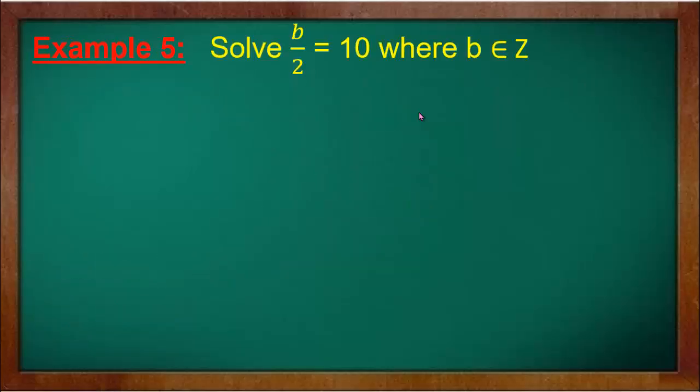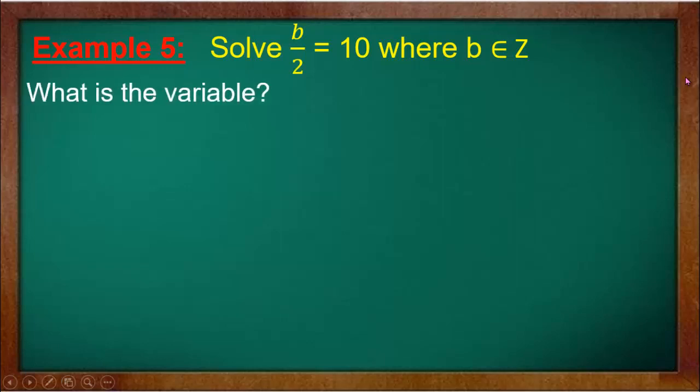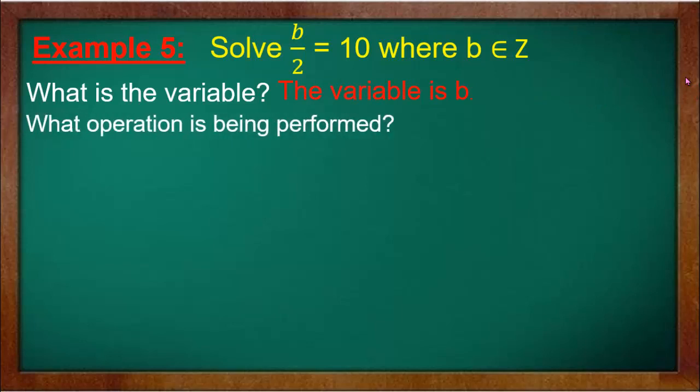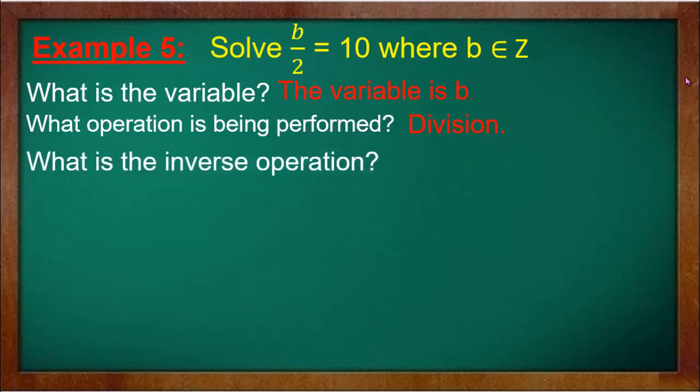Example 5. Solve b divided by 2 equals 10, where b belongs to Z. So I know now that my solution must be found inside of Z. What is the variable here? My variable here is b. What is the operation performed? We said b divided by 2, so it is division. What is the inverse operation? It will be, of course, multiplication.